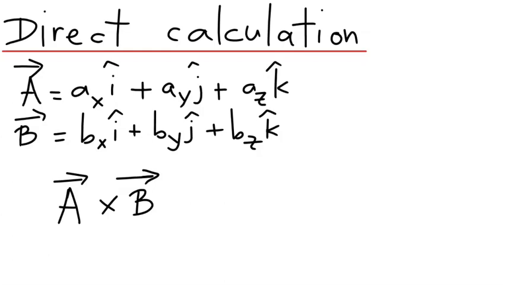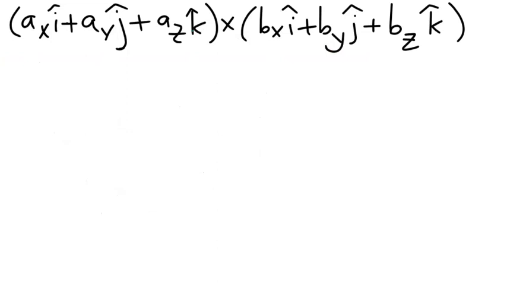Suppose you're given two vectors, vector A and B. Now each are written in terms of unit vectors, i hat, j hat, k hat, along with their components ax, ay, az, and bx, by, bz respectively. So how do we calculate A cross B? So we will multiply term by term.